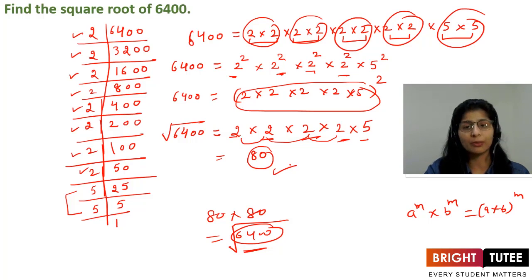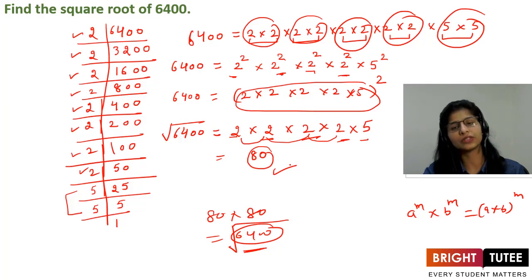So I would like to remind you that we have done two things today, two methods for finding square root. One is the repeated subtraction. Keep on subtracting odd numbers from the number and we're going to get 0 at the end and the number of steps will tell us the square root of that number. And the second method that we have discussed is this one where we are going to do the prime factorization and at last we would be able to find out the square root. Clear? So this is the way how we find out square root.